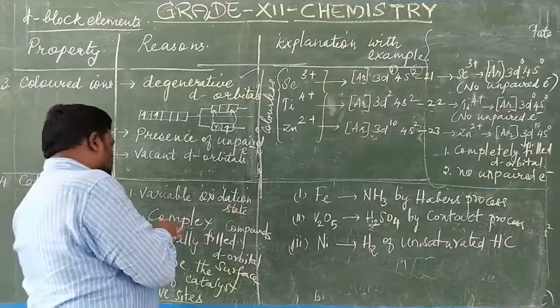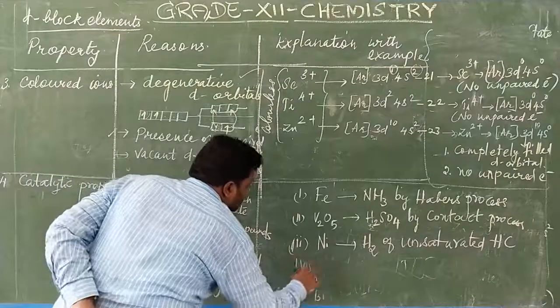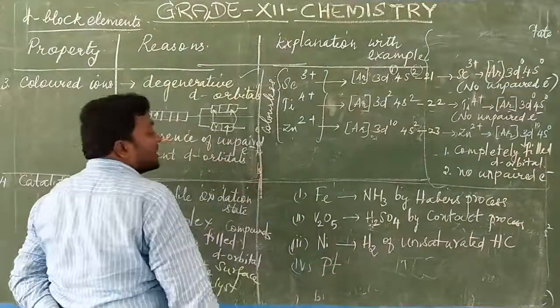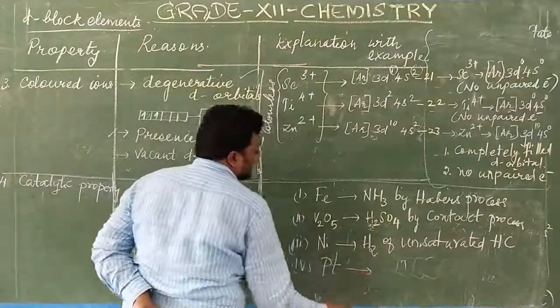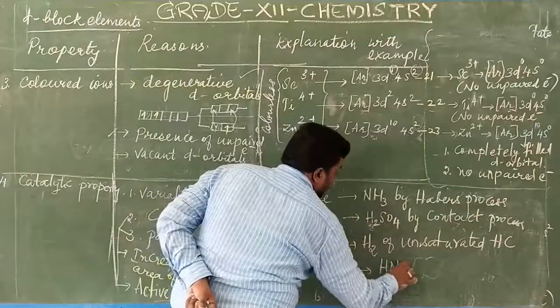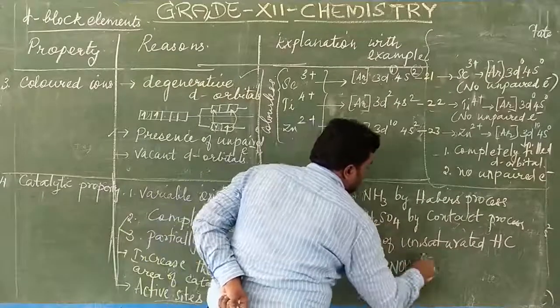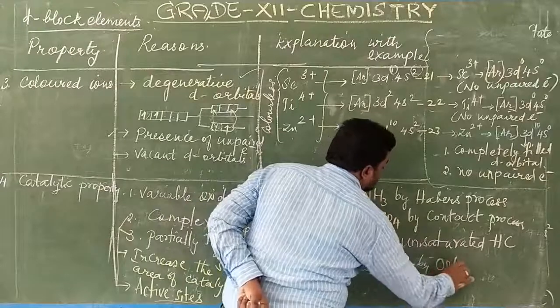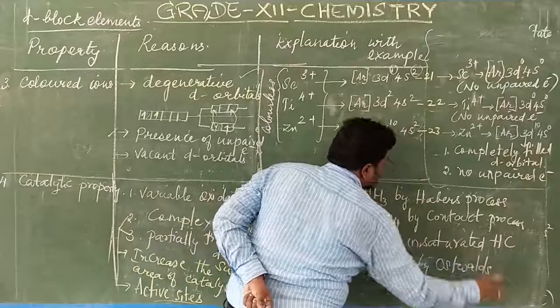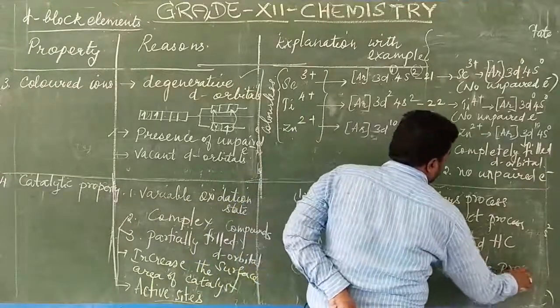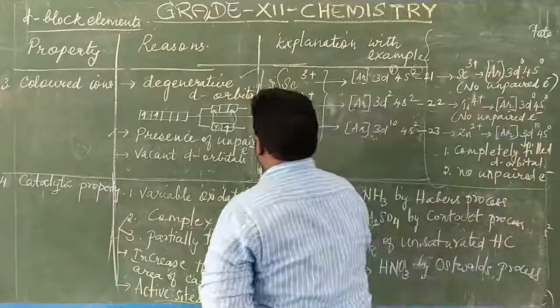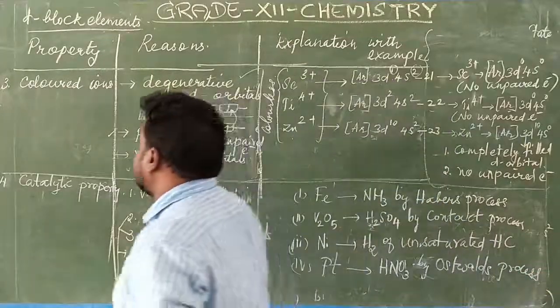Then one more familiar example, that is platinum as a catalyst, which is widely used in the manufacture of nitric acid by means of Ostwald's process. By Ostwald's process. This is the catalytic property.